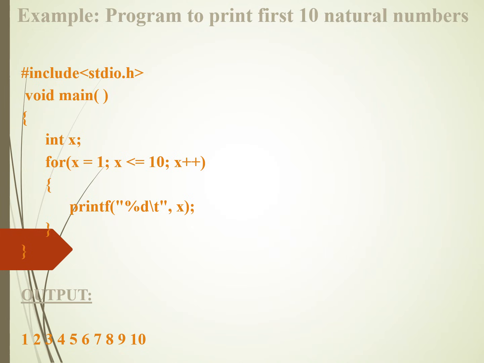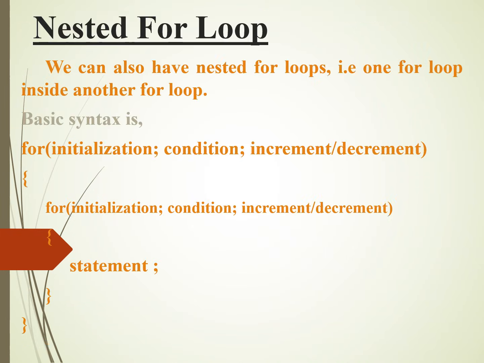Now, let's see how one for loop can be placed inside another. A nested for loop means placing one for loop inside another. The outer loop controls the number of rows, the inner loop controls the number of times the statements are executed in each row. Nested loops are commonly used for printing patterns, matrices and tables.